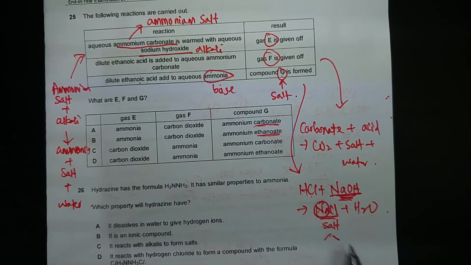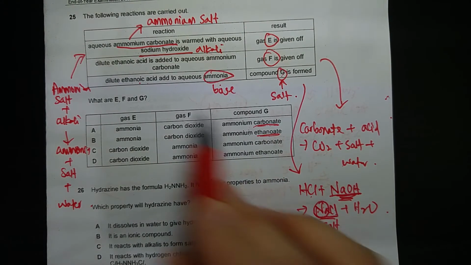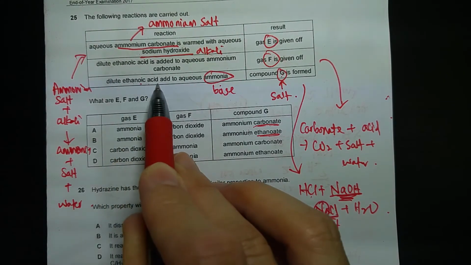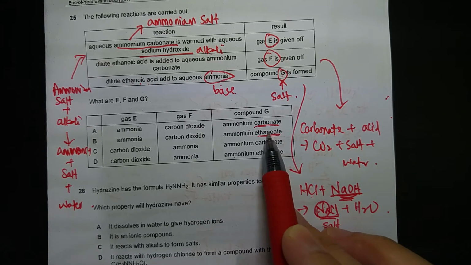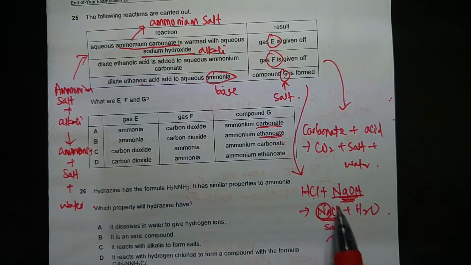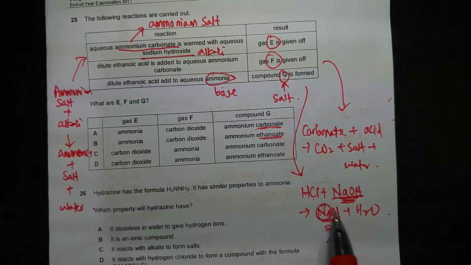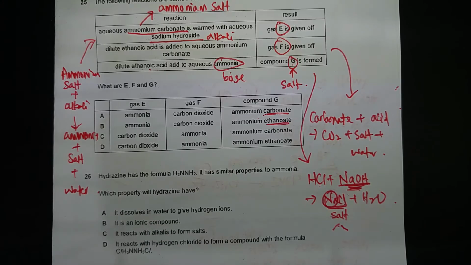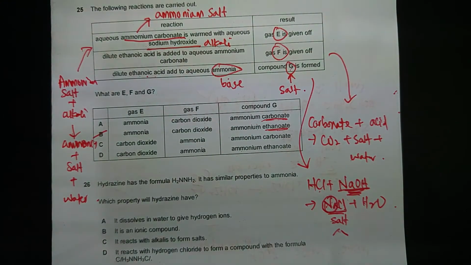Okay, so the negative ion of the salt must be from the acid. Since the acid is called ethanoic acid, the negative ion of the salt must be ethanoate. It sounds alike, just like this one, chloride. This is hydrochloric acid, sodium chloride. So the chloride is from the hydrochloric acid. Okay, so the answer is B. Quite a challenging question.